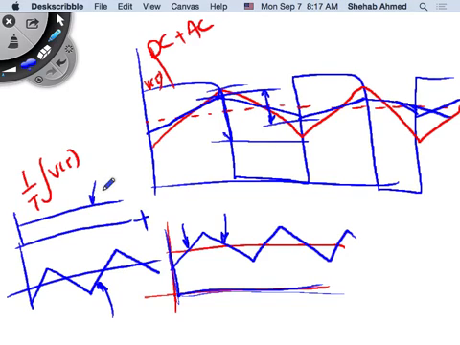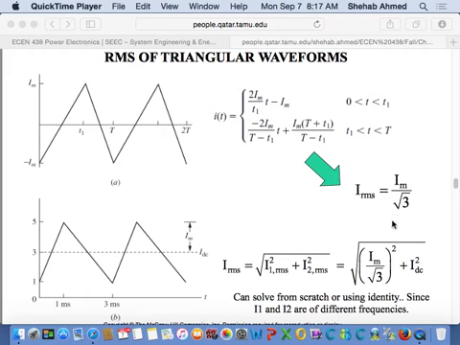It's the same value, right? So then you put them both under the square root, square them, and add them, and that will be the RMS value of this new waveform that you have here. So it's written here. Assuming this, the RMS value of this signal is I maximum over square root of 3, right?